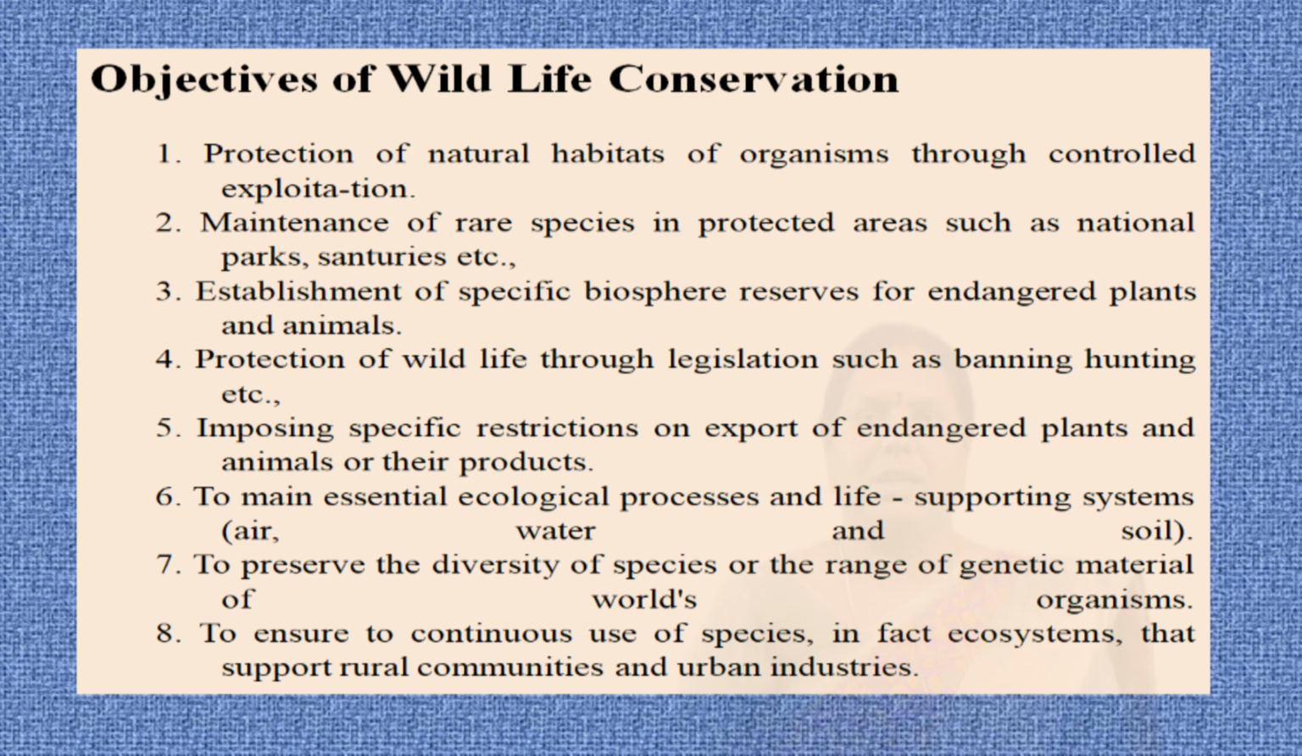Some of the plant and animal species are medicinally important. So we have to impose some specific restrictions on the export of those endangered plants and animals or their products. Then to maintain essential ecological processes and life supporting systems such as air, water and soil. To preserve the diversity of species or the range of genetic material of the world's organisms. Then to ensure continuous use of species and ecosystems that support rural communities and urban industries.